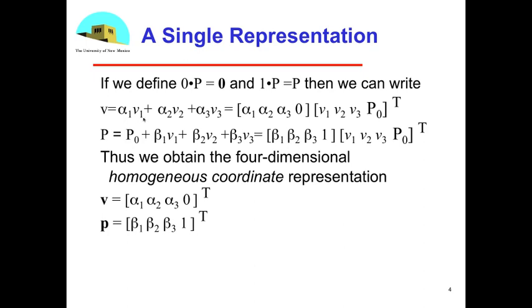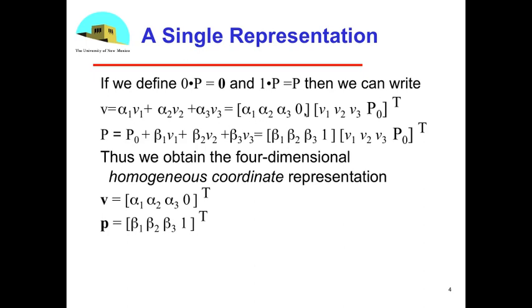I could write alpha 1 v1 plus alpha 2 v2 plus alpha 3 v3. You may as well do this just in 3 dimensions; it'll work in any number. And what if I tag on a 0 here? We're going to do this purely formally. We're going to say, okay, here's a product of a 1 by 4 times a 4 by 1, and that should give me a 1 by 1, which is just going to be v.